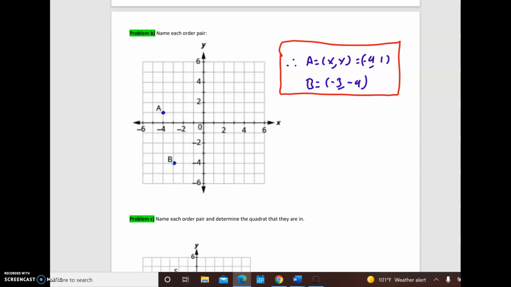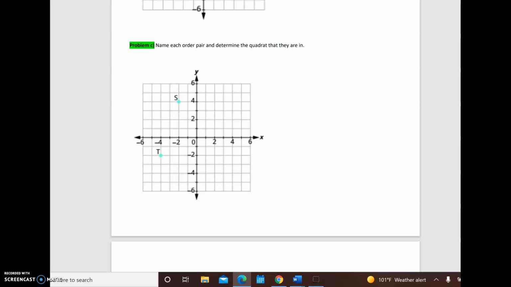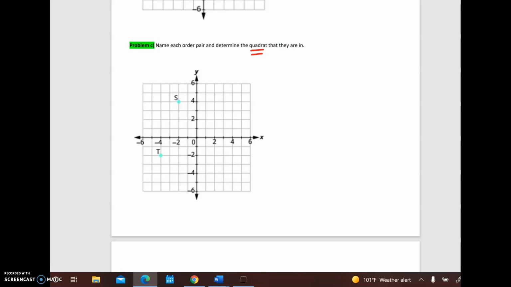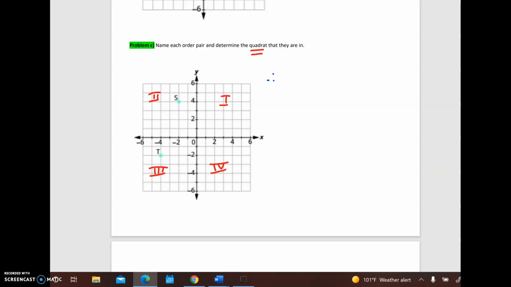The basic idea is that we're using x's and y's. Let's go to the third problem. Our third problem, they want us to name the coordinate point and the quadrant. Okay, so the quadrants, you read them like this. This is quadrant 1, this is quadrant 2, this is 3, and this would be 4. So in this case, our answer for this one, the value of S is going to be x, y, and this one happens to be at -2, 4.